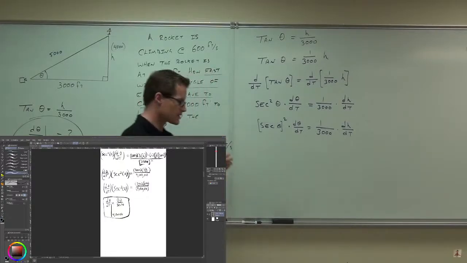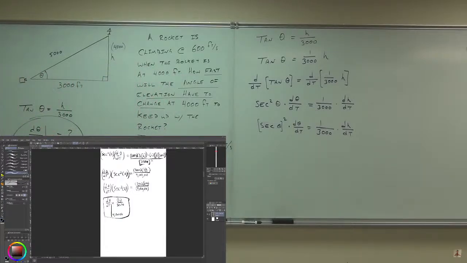So let's go ahead, 5,000, 3,000, and talk about what cosine is. What's cosine of my angle theta? What's cosine? Oh, come on, don't leave me hanging. What's cosine here? 3,000 over 5,000. Good. Specifically, what's cosine? 3,000 over 5,000. Therefore, secant is 5,000 over 3,000.